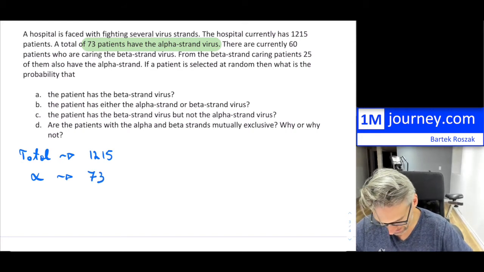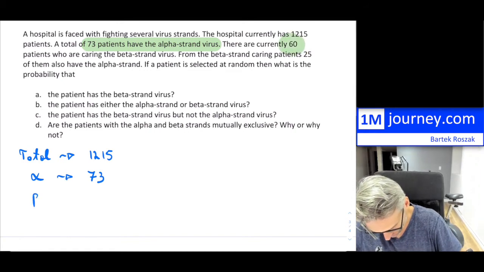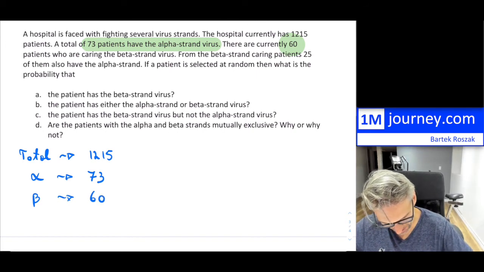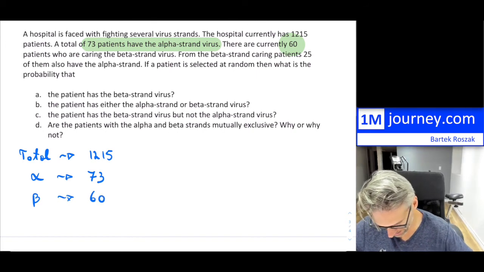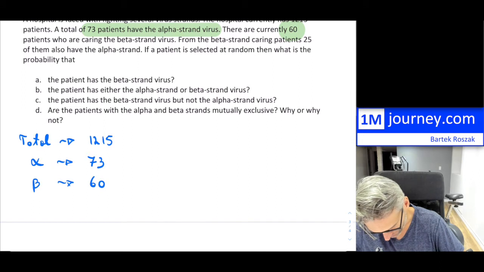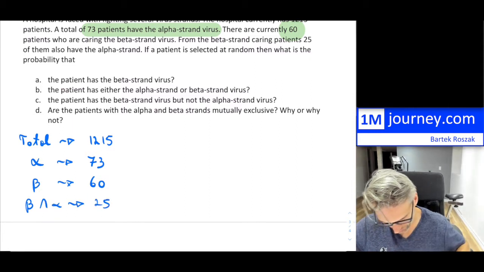There are currently 60 patients who are carrying the beta. Okay, so there's 60 right there. Let's write that down. So 60. From the beta strand carrying patients, 25 of them also have the alpha strand. Okay. So that means that we have beta and, okay, they have alpha, and there are 25 of those.